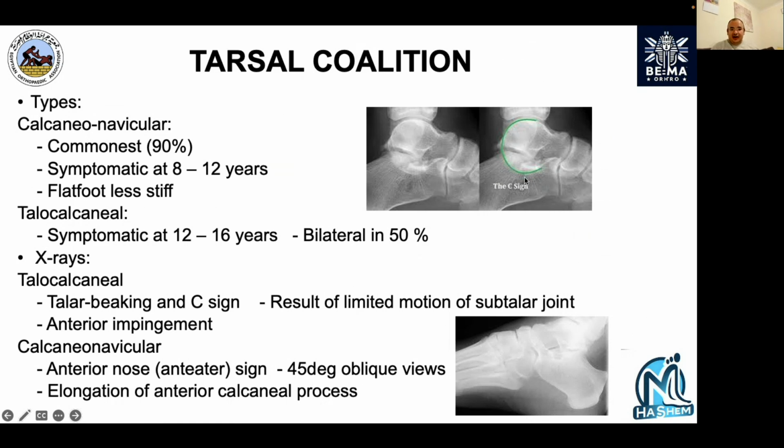Or if you have a talocalcaneal coalition, you will see what we call the C sign. So in this patient, you can spot the C sign easily. You differentiate. This is normal. This is the C sign, and if you have tarsal coalition, it's actually a C sign here as well. So they are both C sign. He just marked it. And here you say anteater sign.